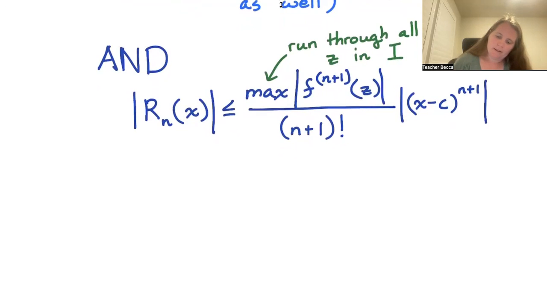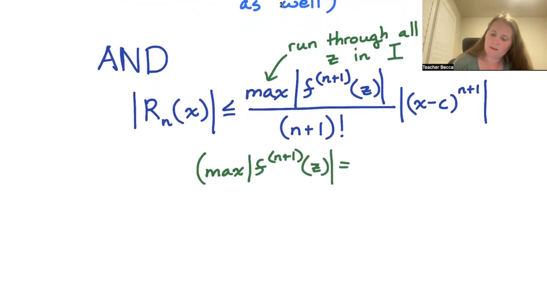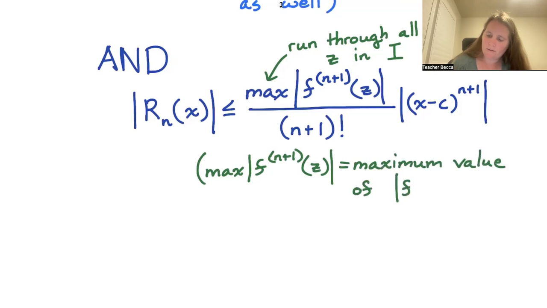So we take the maximum value that the n plus first derivative takes over the interval I. Okay, so essentially we have the max of the absolute value of the n plus first derivative evaluated at z. This refers to the maximum value of the absolute value of the n plus first derivative on the interval I. Okay. So this is what we get for our formula.